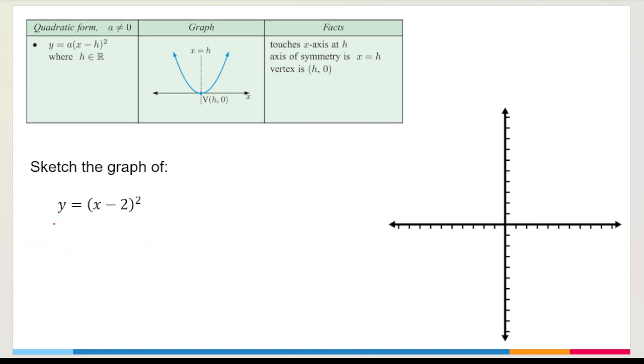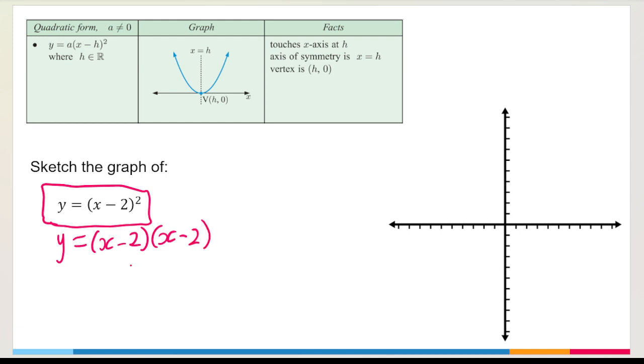If we look at a factorized quadratic that has a squared factor, now that means that we've got a repeated root. So effectively, if we wrote this in expanded form, we would have y equals x take 2 times x take 2. So p and q would be equal to 2 and 2 respectively, but that doesn't mean that it's going to cut through the axis twice.